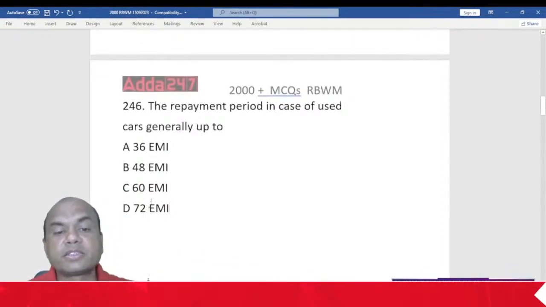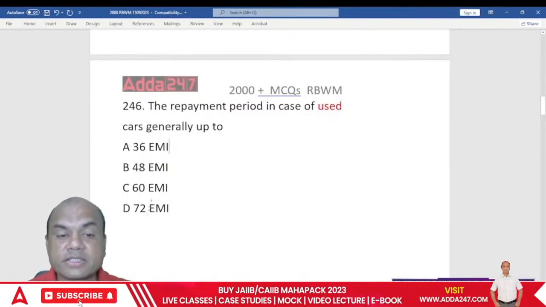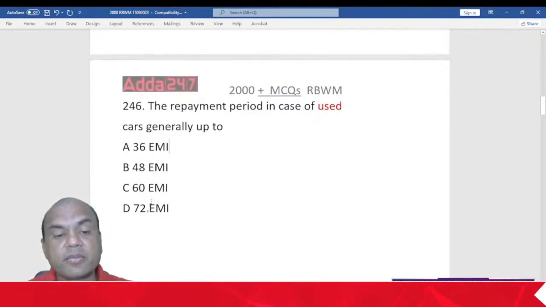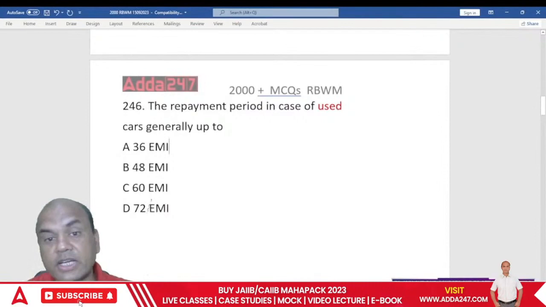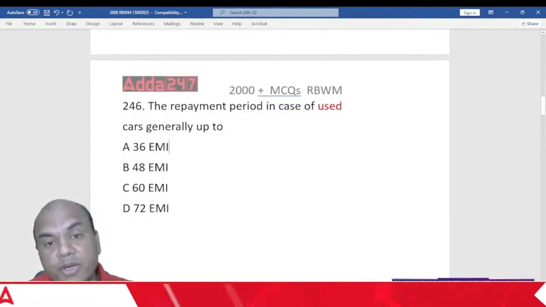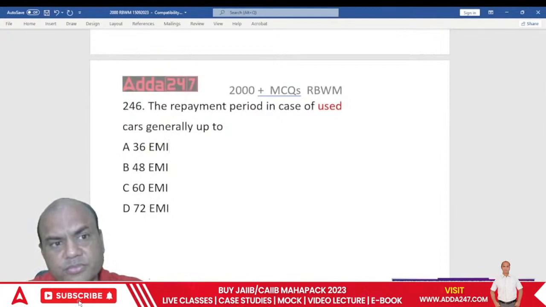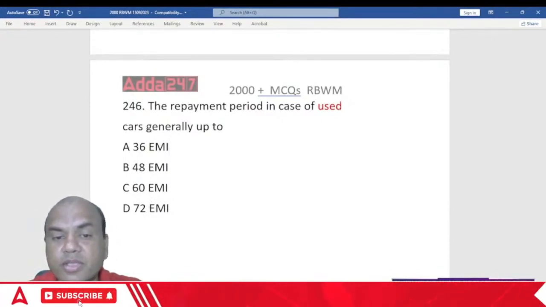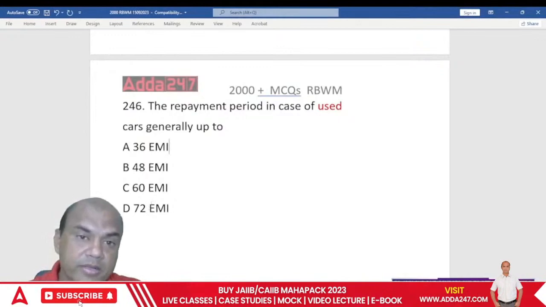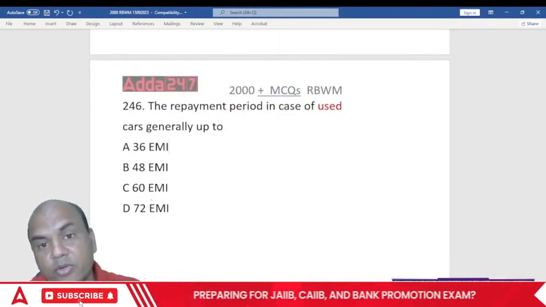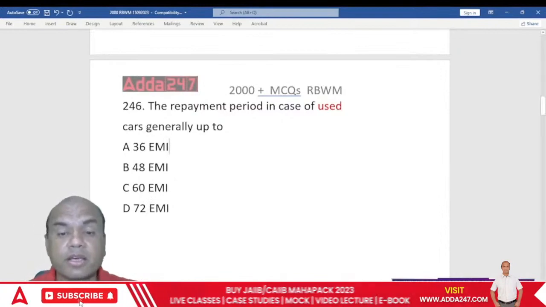The repayment period in case of used car. Now look at this. We are talking of used car over here. In case of used cars it is generally 36 EMI, 48 EMI, 60 EMI and 72 EMI. So it is used car, second hand car, right? Here that depends on what type of car you are purchasing. Suppose if I am purchasing a very old car, then the repayment period will be different. It can be 24 months also, it can be 12 months also, depending on bank to bank. So it's upon the bank to decide what should be the repayment period for the used car loans, depending on the life of that car.